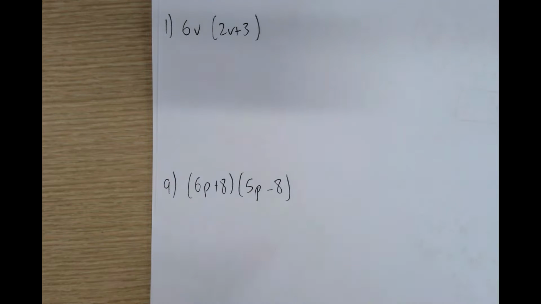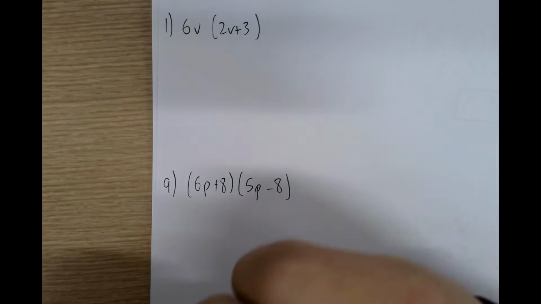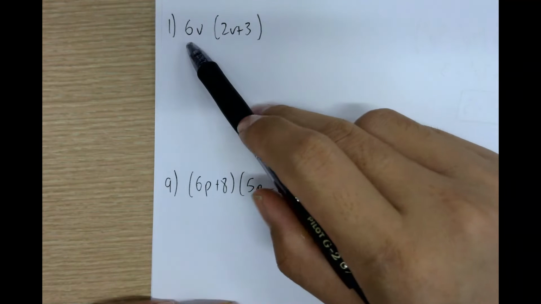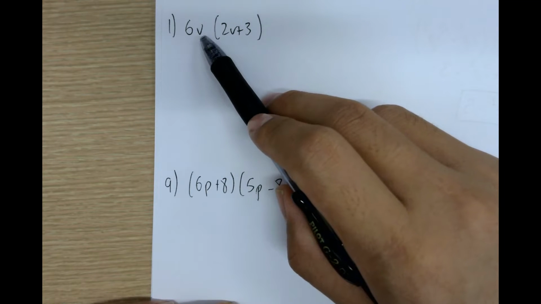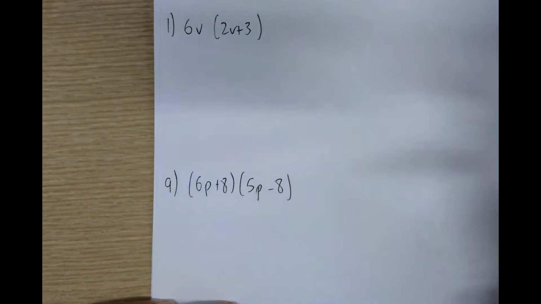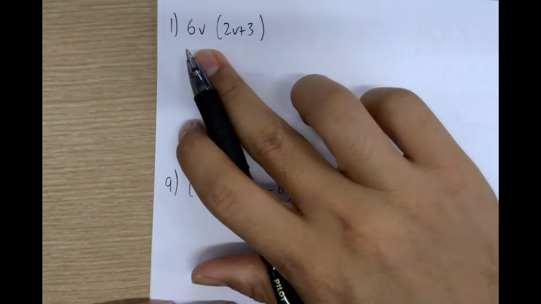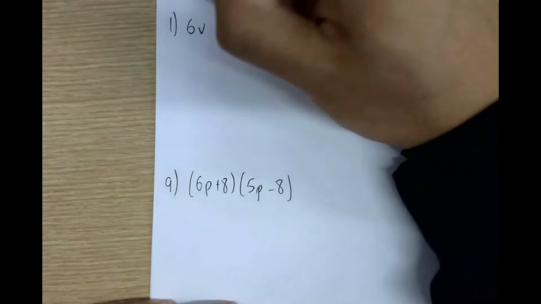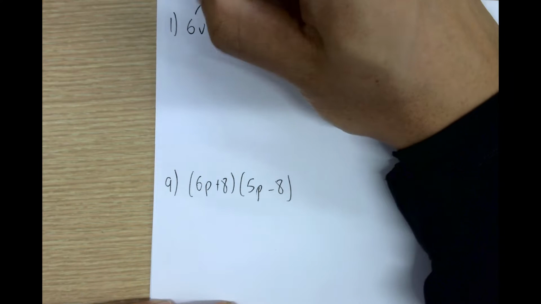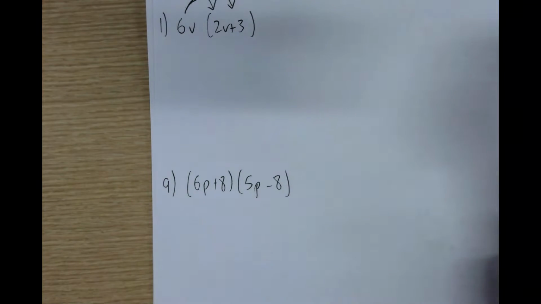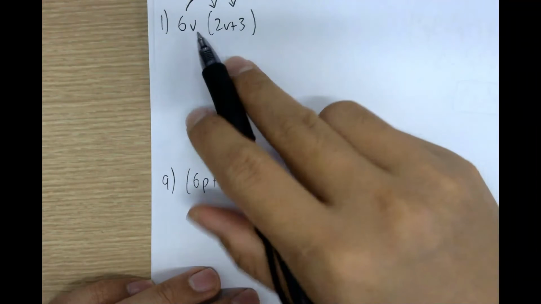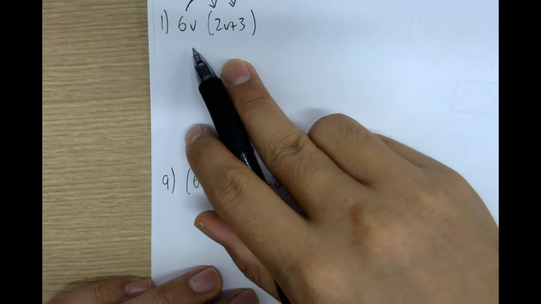So when you're multiplying polynomials, you want to make sure that you're not only multiplying the number, but you're also distributing the v. So as an example, when we're talking about multiplication here, we're going to do 6v times 2v, and you're going to do 6v times 3. I'm going to go ahead and rewrite this. So this expression is saying 6v times 2v plus 3.